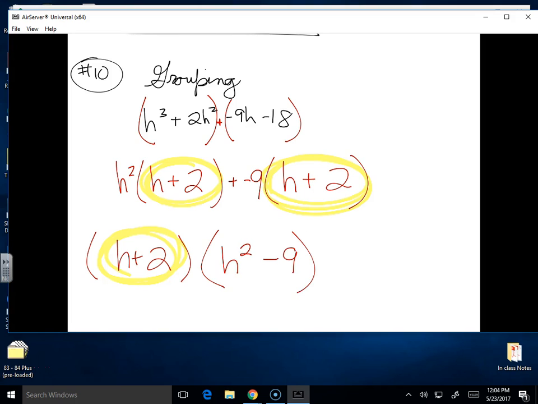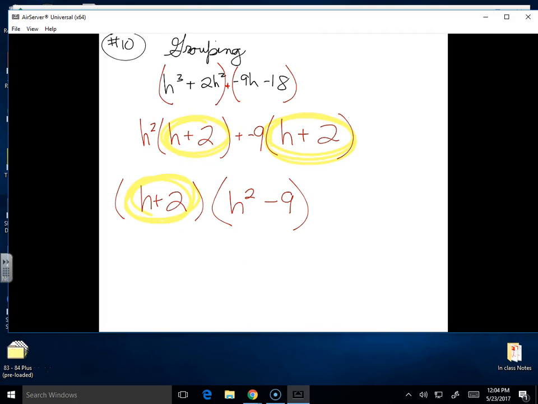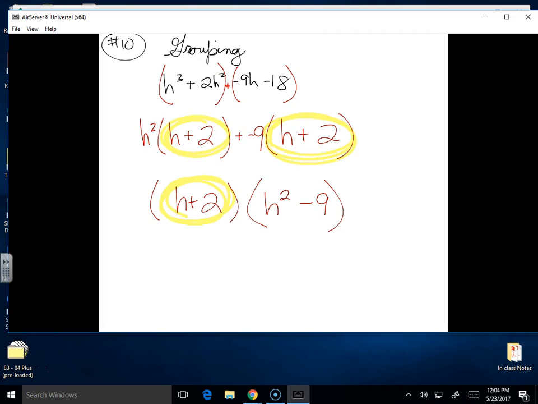Good. Now, if we're going to write this a little bit prettier, we would say we have h plus 2 times h squared. Now, this one's a little crazy. This is maybe a little bit advanced because we're not technically done. Does anybody know what's so special about what we call a difference of squares? A square minus another square. Very. You need to simplify it.